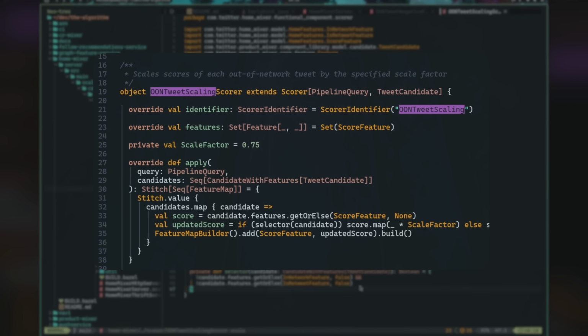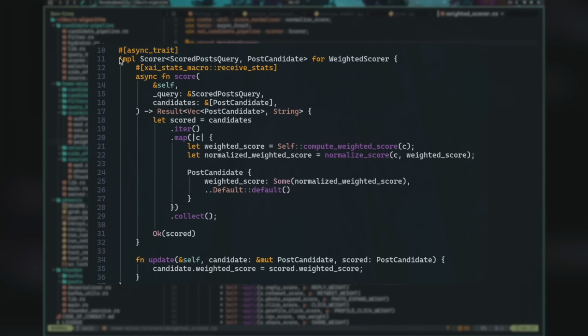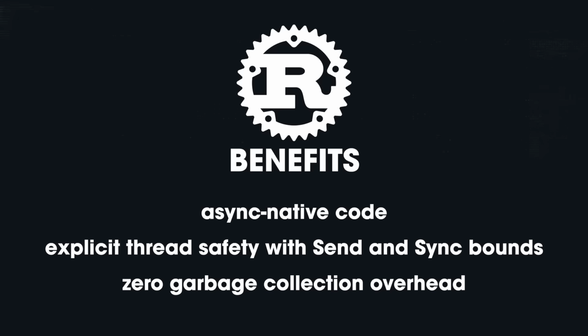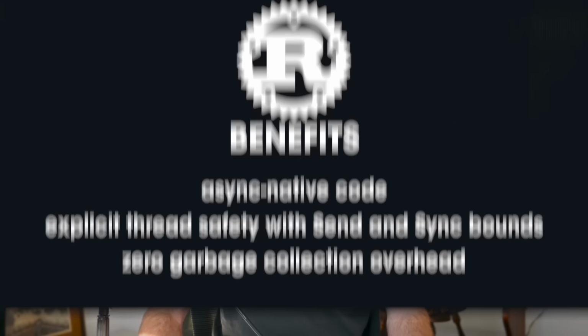That's the new system, but in the old system, pipeline components were in Scala classes, extending Product Mixer traits. Here's one of their scorers. It's Scala's scorer trait. Now here's the Rust equivalent. It's the same pattern, trait-based pipeline composition, but Rust gives you, as much as I hate to admit it, quite a few perks, like async native code, explicit thread safety with Send and Sync bounds, and 0 garbage collection overhead. Not only that, but with Rust, as we know, the compiler enforces correctness, whereas with Scala, a lot of it is left to runtime.